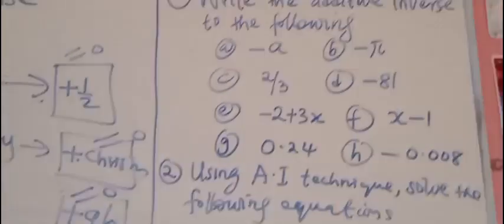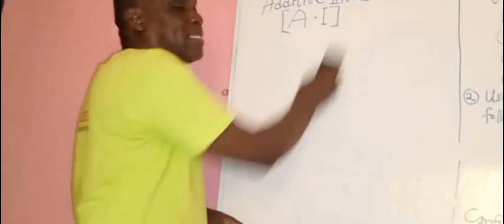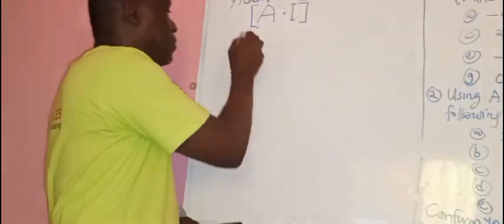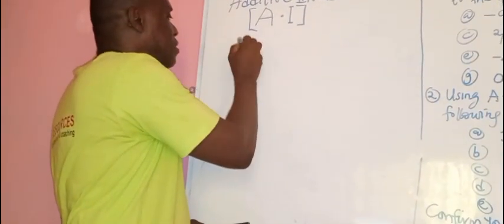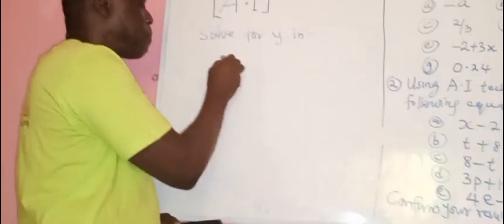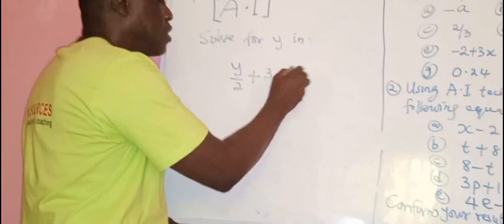Now let's go to the areas of application, because this is very important. So the topic is supposed to be additive inverse and application. So now that you know how to write the additive inverse of any number, is that clear? Then let us see the application now. Example: solve for y in y over 2 plus 3 over 4 is equal to 1.